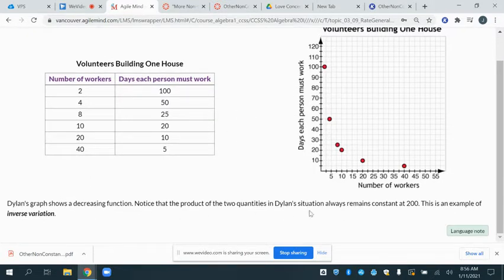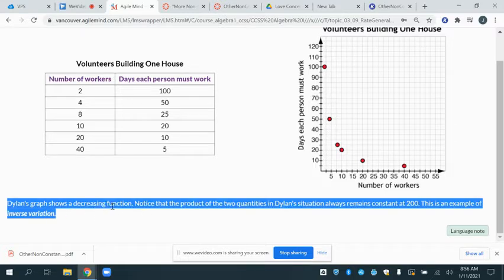Now, this is called inverse variation. Notice that's what they're saying. So this graph shows a decreasing function. Yes, it does. We just talked about that. Notice that the product of the 2 quantities remains constant. What are they saying by that? Well, product means multiply. And our 2 quantities, well, those must be our 2 numbers.